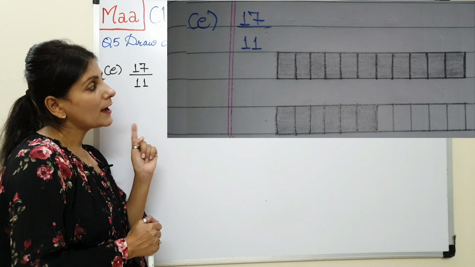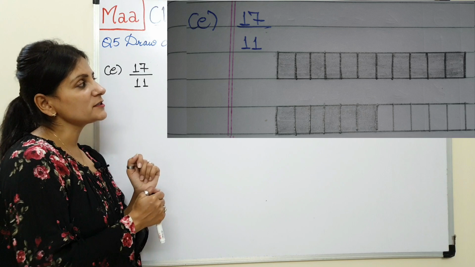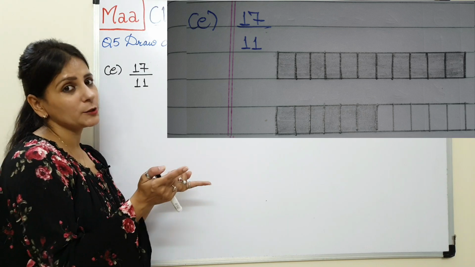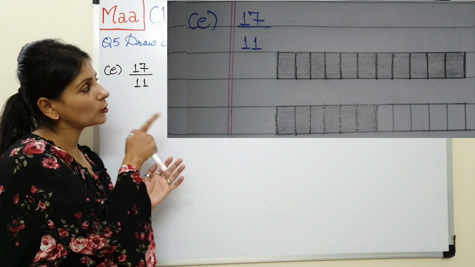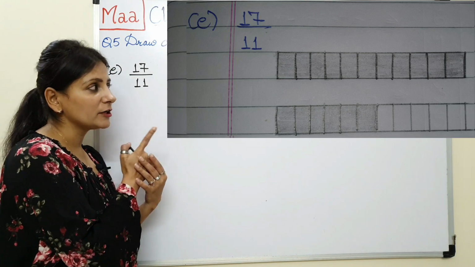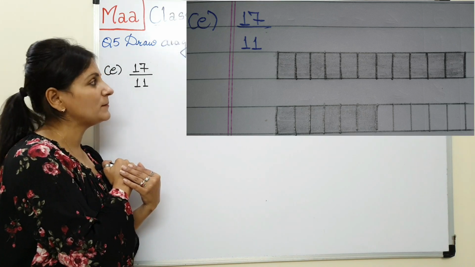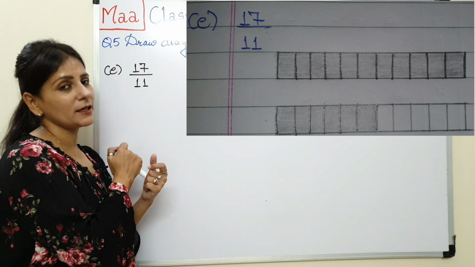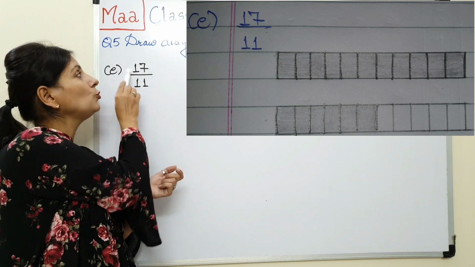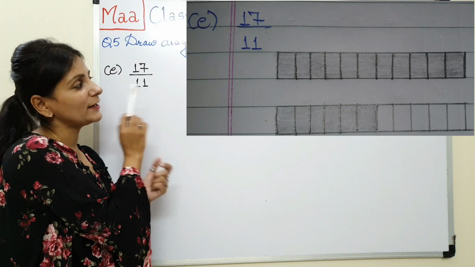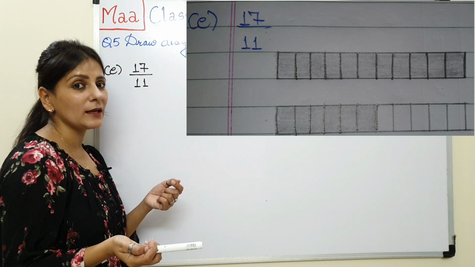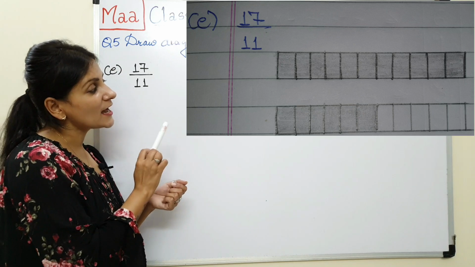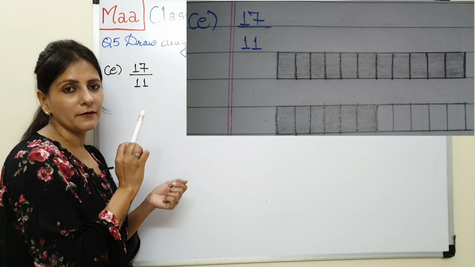So see, after shading in the first rectangle, as I told you, in the first rectangle we will shade all the parts. So here also in the first rectangle I have done shading in all 11 parts, and then in the second rectangle I have to shade 17 parts. So 11 parts I have already shaded in the first rectangle. So how many are remaining? 6. So those 6 I have shaded in the second rectangle.